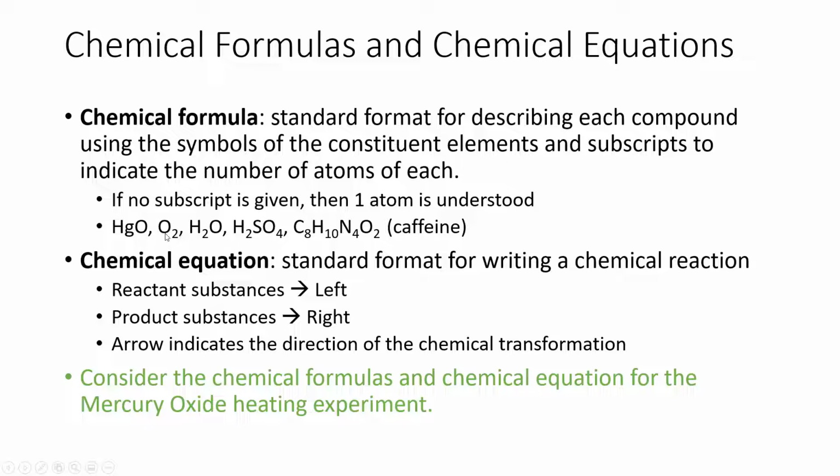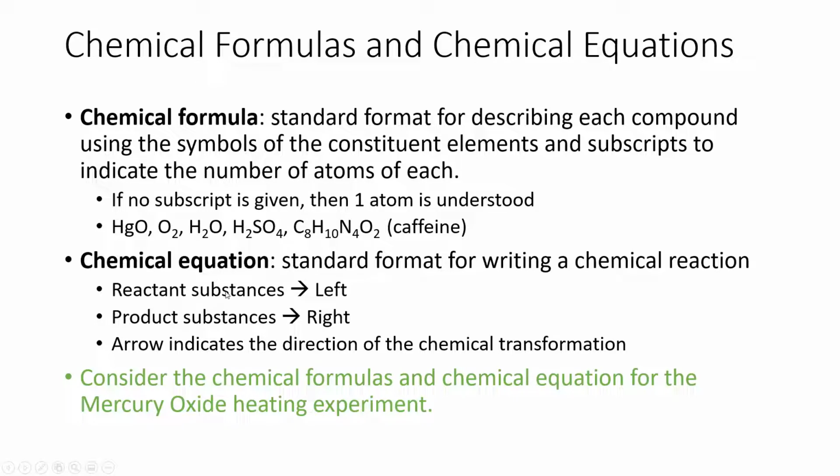O2 is the symbol for oxygen, and the 2 means that there are two atoms. So that oxygen molecule has two separate atoms of oxygen. H2O: H is hydrogen, O is oxygen. Here this means there are two hydrogens and one oxygen. And so on, up to some more complex molecules.